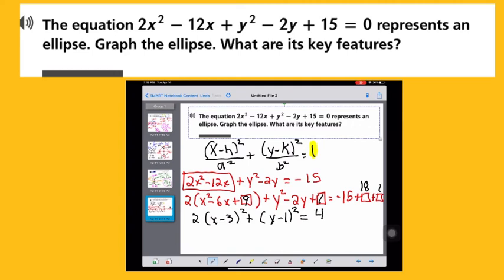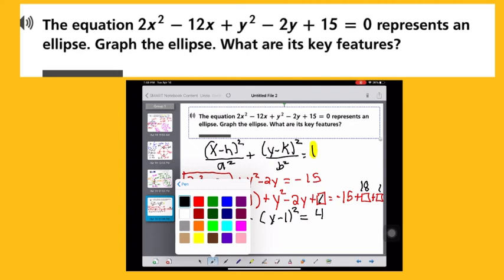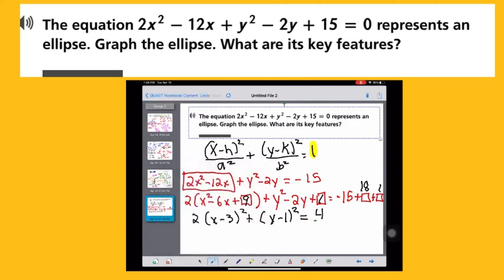But it has to equal 1. So we've got to get this to be 1. How do I get this to be 1? I'm simply going to take this and divide every single piece by 4. When I divide this by 4 and reduce, the 2 goes away, so this is just left with x. Let's try to make this a little bit nicer: (x minus 3) squared over 2 plus, this doesn't change, (y minus 1) squared over 4 is equal to 1.